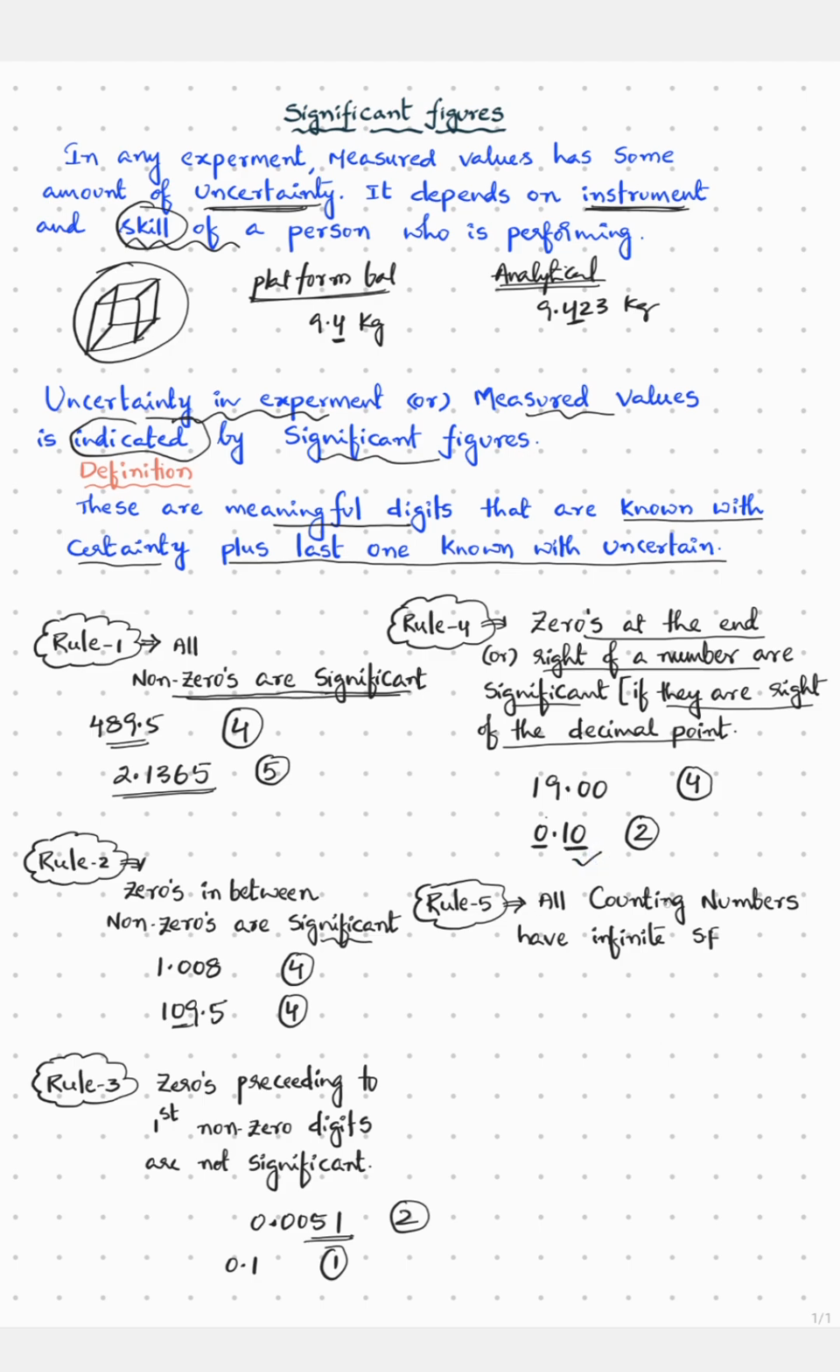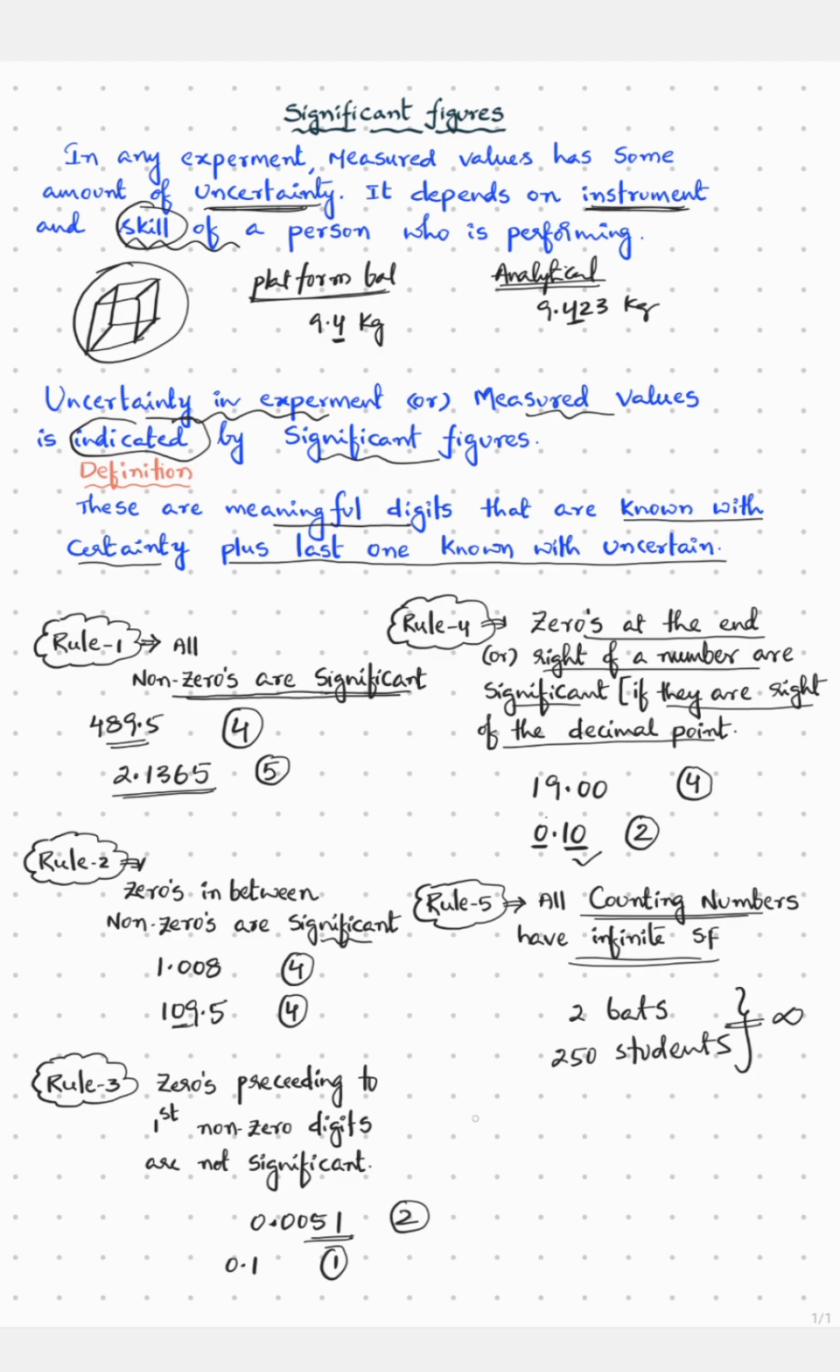And all counting numbers have infinite significant figures. All counting numbers, nothing but 2 balls or 2 bats, 250 students. These kinds of counting numbers have infinite significant figures. Why? Because they are exact numbers.